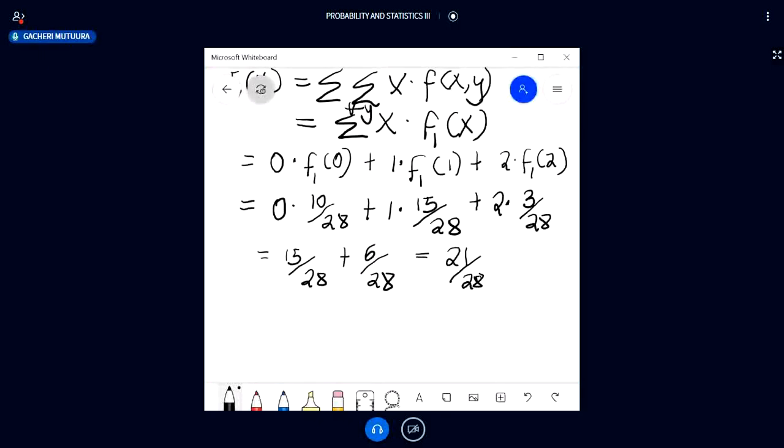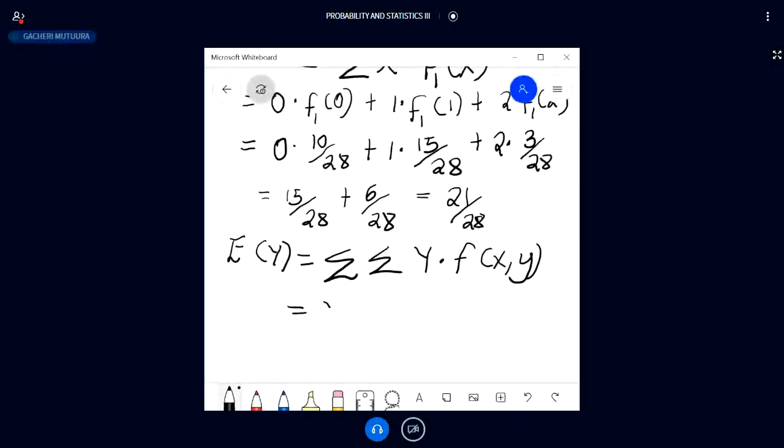The next one, expected value of y. Wengine wangekuwa wakicompute expected value of y. Very good, Grace. Give me the expected value of y. The expected value of y now, you're supposed to get the sum of y times fxy. So this should be equals to y, the same as the sum of y times the marginal of y. Great, Duncan. Sasa tufanye ya y.